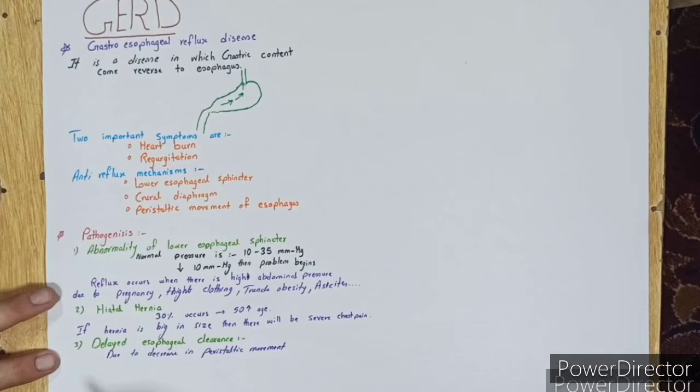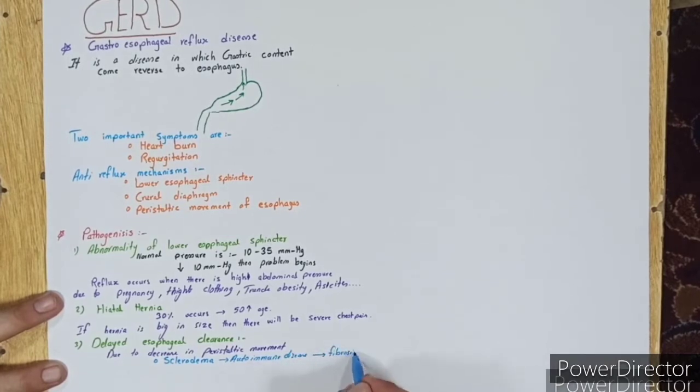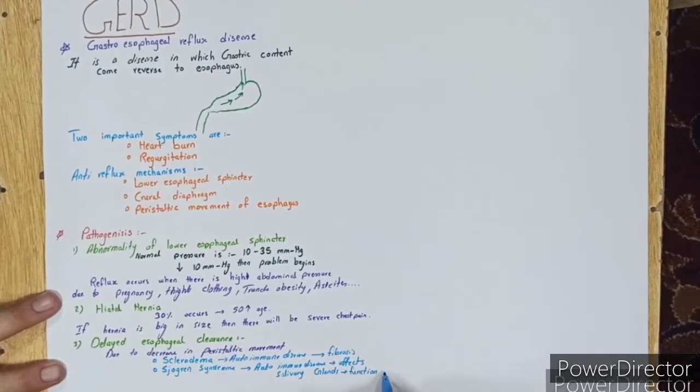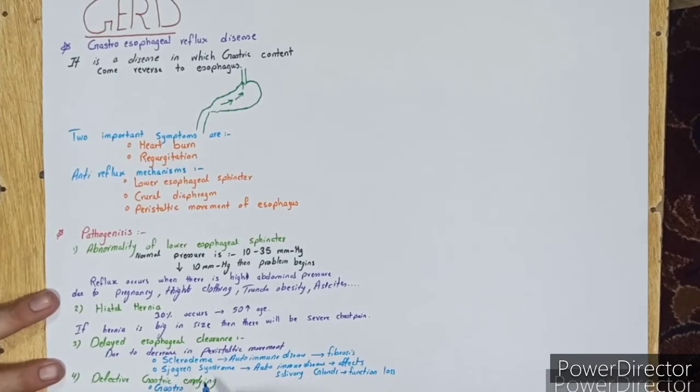Some diseases like scleroderma, which is an autoimmune disease, can cause fibrosis. Sjogren's syndrome is also an autoimmune disease and affects the salivary glands, and their function becomes lost or decreased. The fourth case is defective gastric emptying. There are two types, like gastroparesis and partial gastric outlet obstruction.